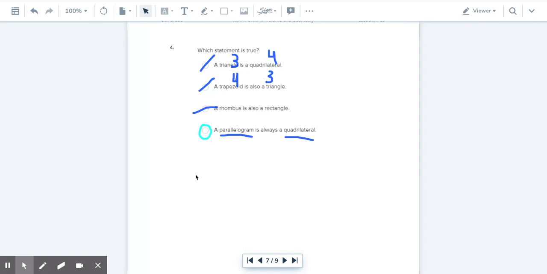H-A-W-A-I-I. Hawaii. You must enter it in all lowercase letters, all small letters. Again, today's math lesson secret code is Hawaii.